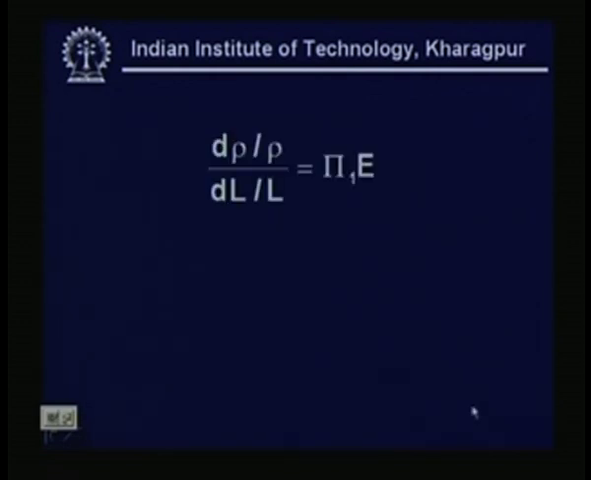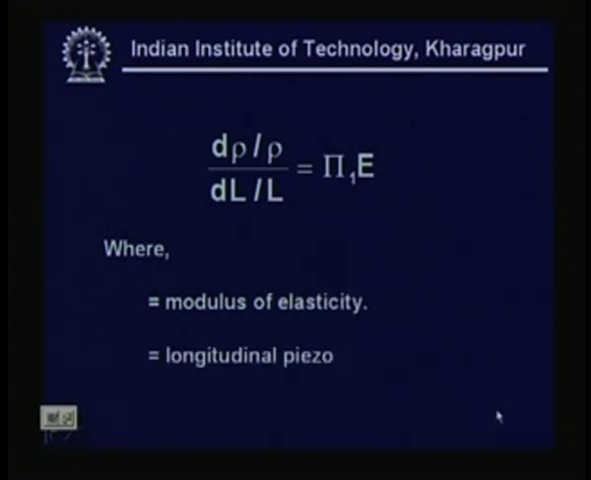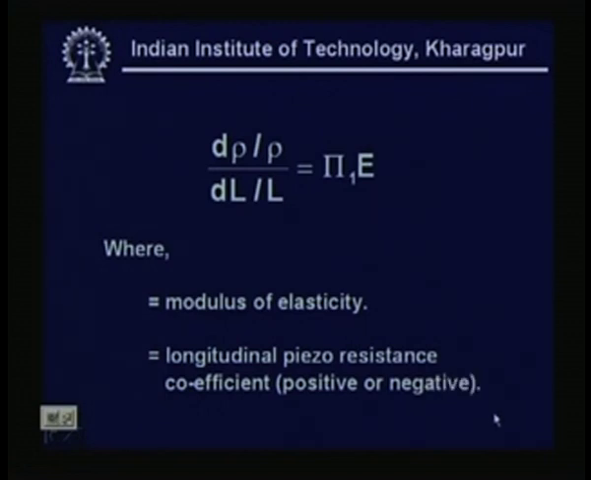Now, further we simplified, we have introduced dρ/ρ upon dL/L equal to π1 into E, where E is the modulus of elasticity and π1 is the capital pi 1, the longitudinal piezoresistance coefficient, which can be positive or negative, right. So, with this, the expression of gauge factor we have seen.